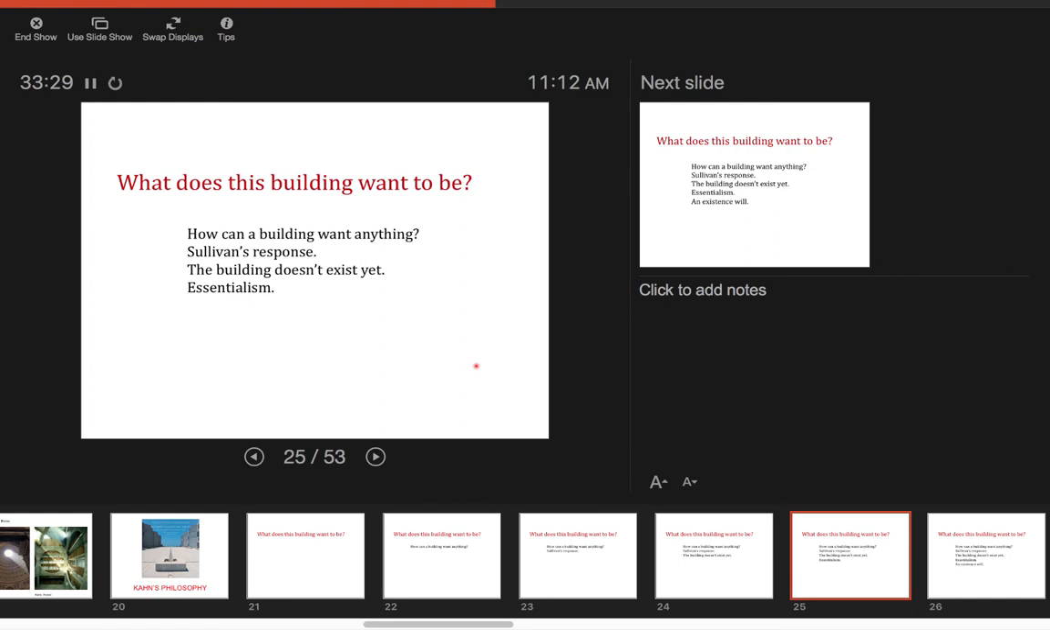This implies essentialism. That there's something a school wants to be. And it implies an existence will. So you now get, I'm going to give you the phrase, the will to power. With whom do we associate that? Anybody? Friedrich Nietzsche. And the world as will and representation. Anybody heard that before? That's the philosopher Arthur Schopenhauer, the name of his book.